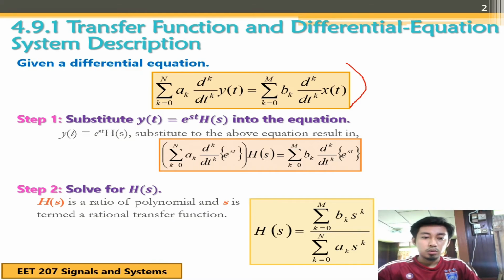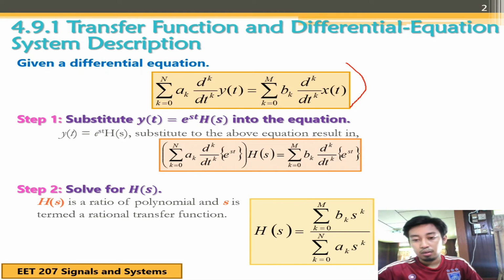According to this, we look at step one. You can substitute here y(t) equal to e to the power st times H(s). So the n, or the coefficient a, is multiplied by H(s). So how to find H(s)? The coefficient b is divided by the coefficient a. So this is step 2.